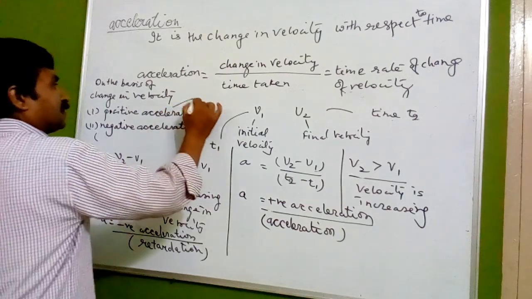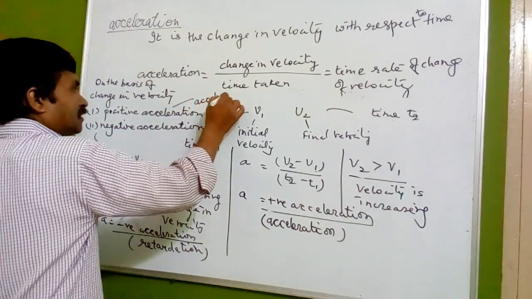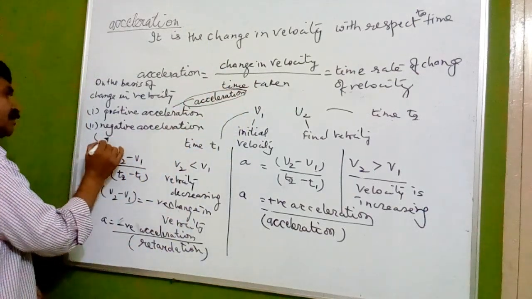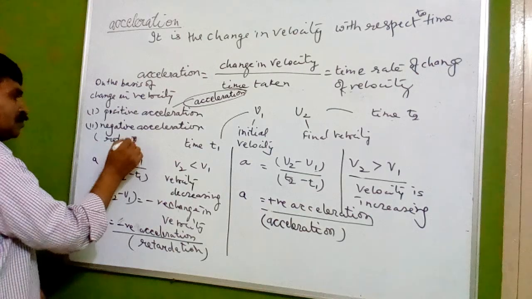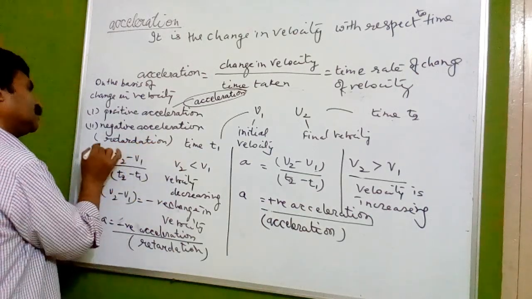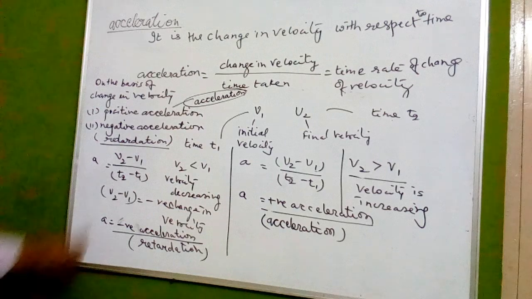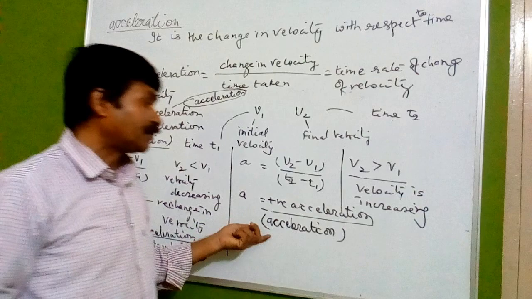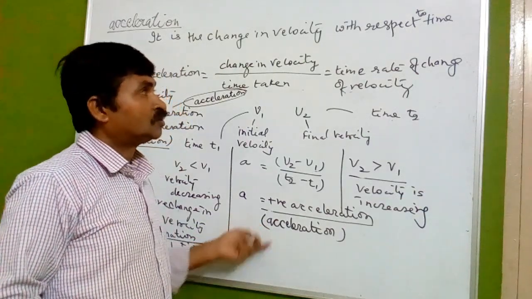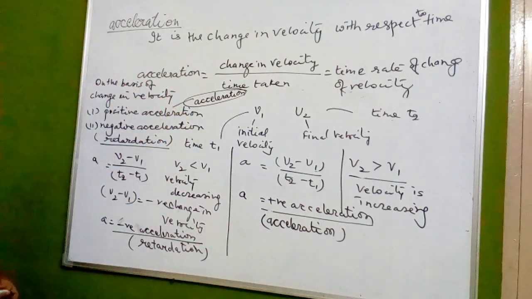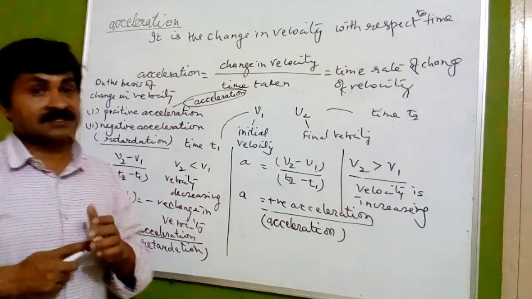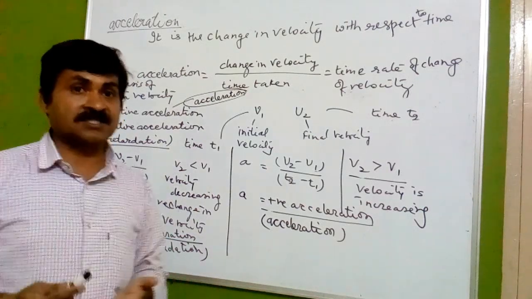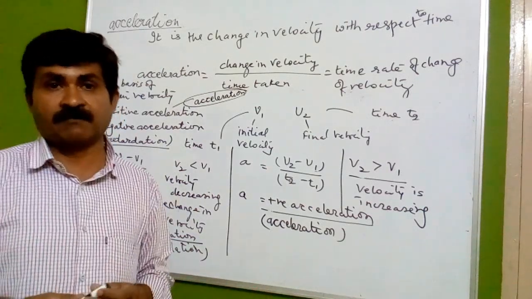So positive acceleration, we call it only acceleration. Negative acceleration, we call it a retardation. So when there is a change in velocity which is negative, then it is going to be retardation. And when the change in velocity is positive, then it is going to be positive acceleration. So this way we can have acceleration. We have discussed in the previous lecture about velocity, speed. Now we have got this acceleration. In the next lecture we will go with the equations of motion.